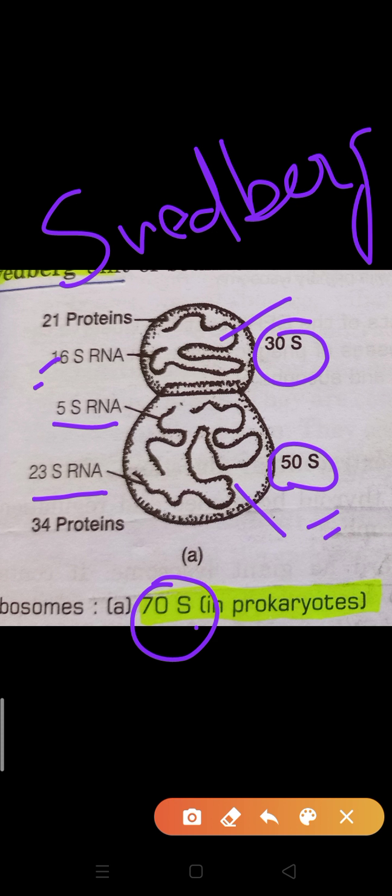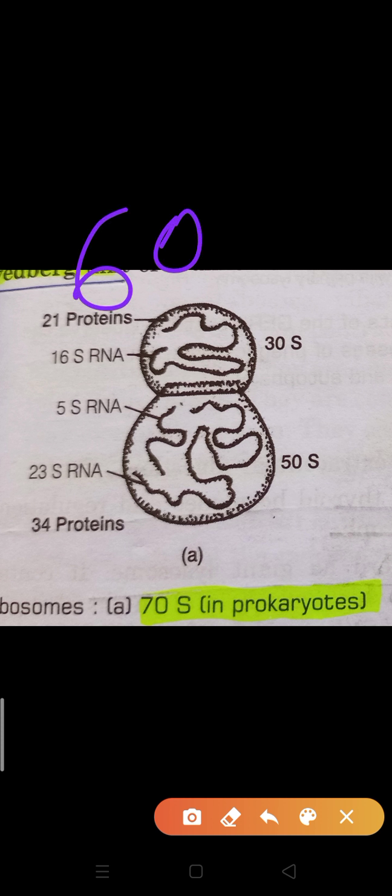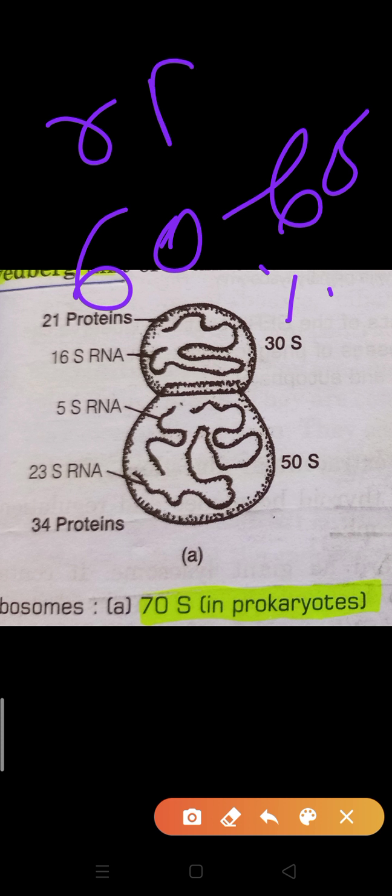Clear? As you can see here, 60 to 65% of this ribosome is made up of rRNA. rRNA means ribosomal RNA. RNA is also of three types: rRNA, mRNA and tRNA. You will read much more about it in 12th standard when you read the protein synthesis process.